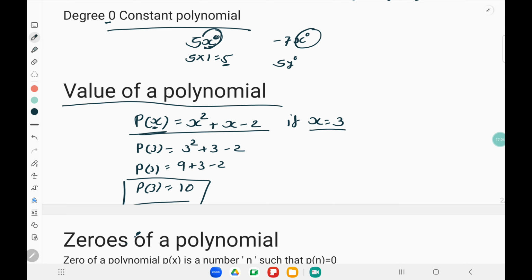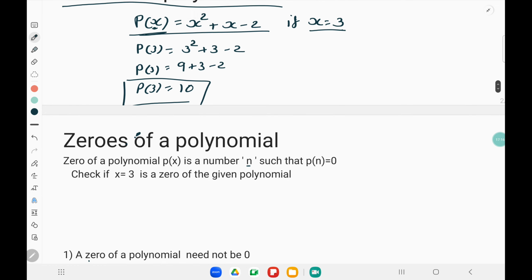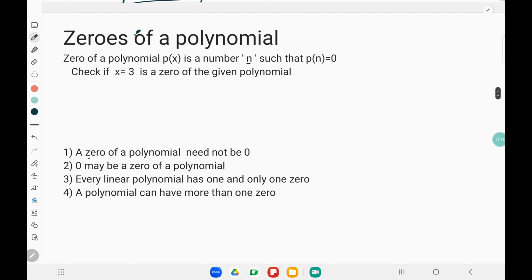I hope you understand. We will do exercises later and see many more examples in detail. For now, for your concept, I explain this much. Okay, I hope you understand here. Let's see zeros of polynomial.